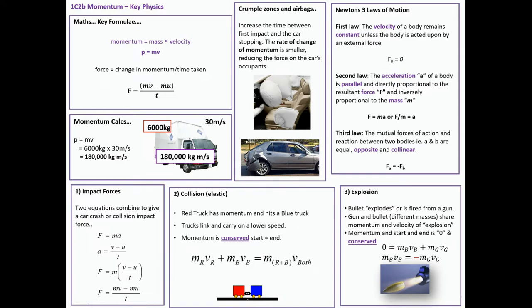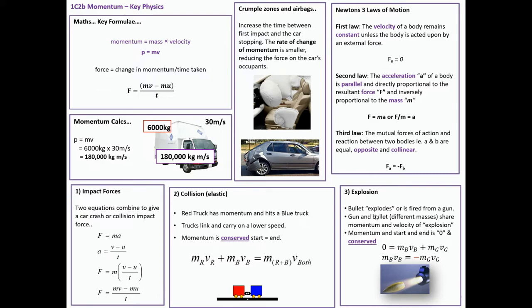We've also got elastic collisions to look at as well. So imagine we have two trucks, and the red truck has momentum and hits the blue truck. The trucks link and carry on at a lower speed. We have to think about the idea that momentum is conserved at the start and the end. So I set up a formula where the mass of the red truck times the velocity of the red truck at the start, plus the mass of the blue truck and the velocity of the blue truck at the start, which could be 0 but we're going to put it in our formula anyway, would equal the mass of both of them, because remember they're linked, times the new velocity. Now, if you know certain things, you can work out something that's left over.